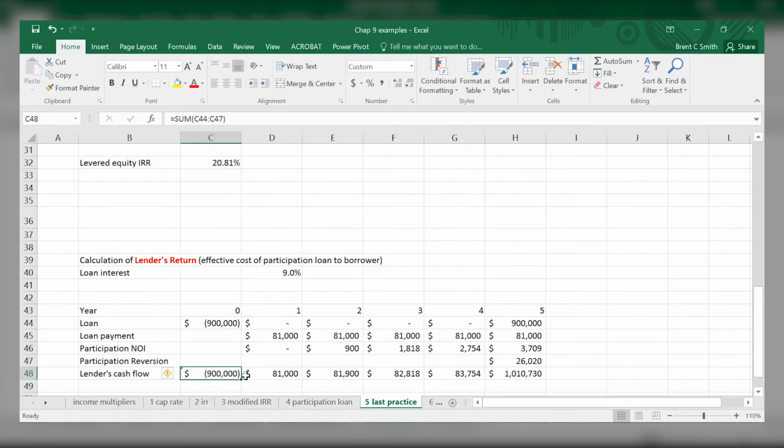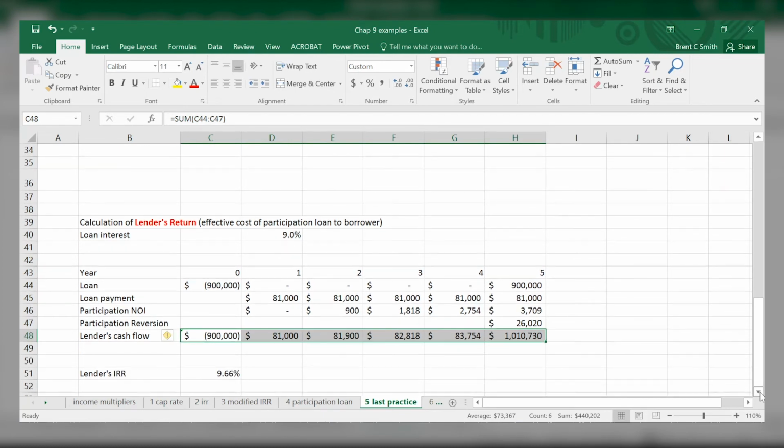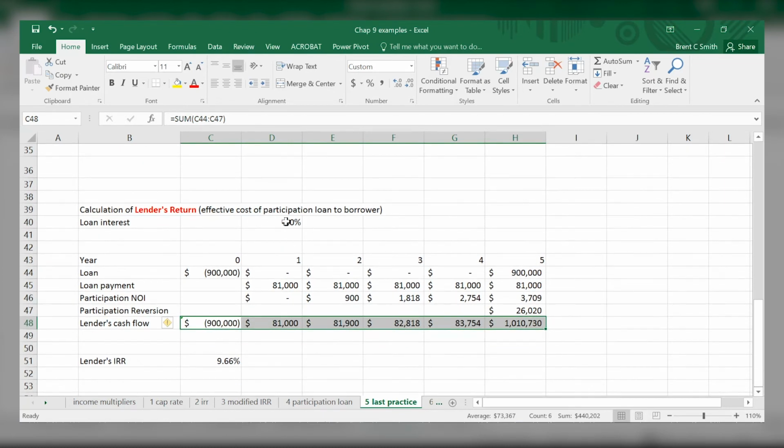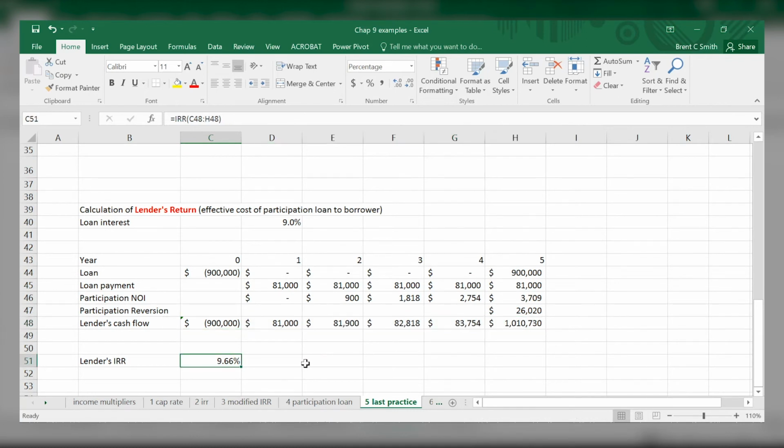And so their cash flows are right here on an annual basis over the course of the 5-year hold period. Remembering again that their interest charge was 9%, they're actually making, if everything goes as we projected, 9.66%. And that's how a participation loan is structured.